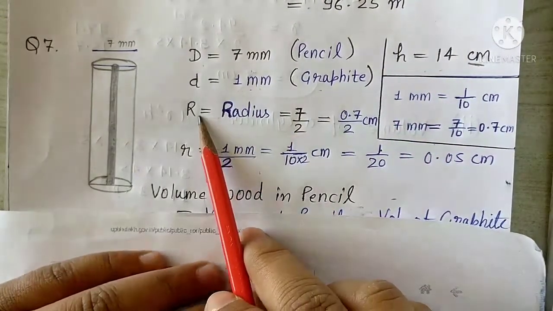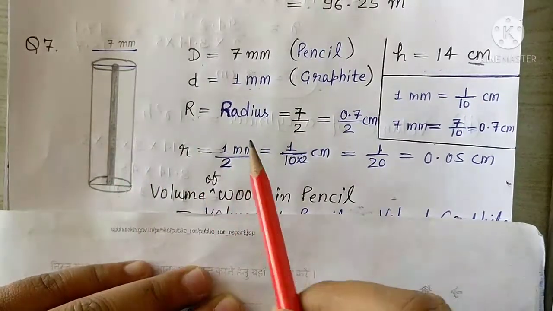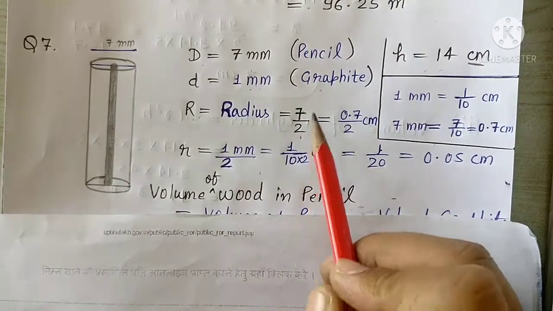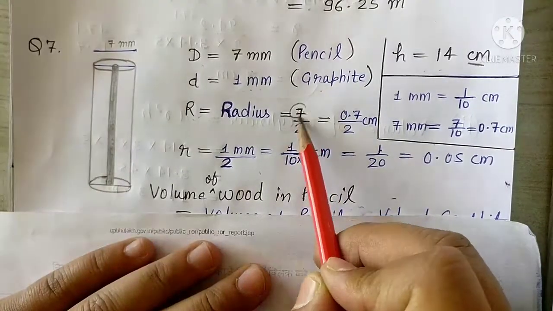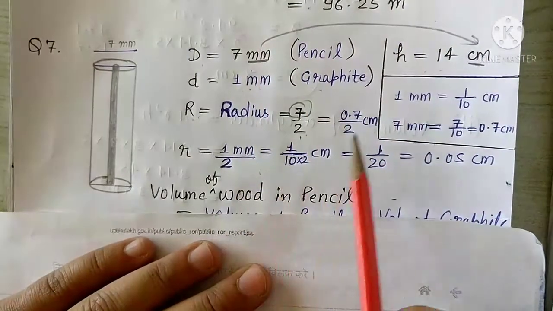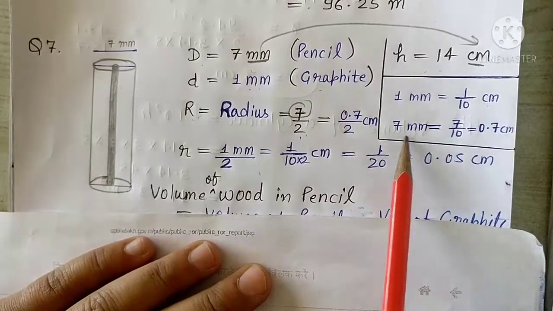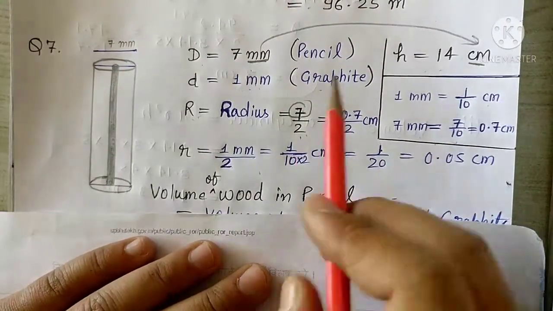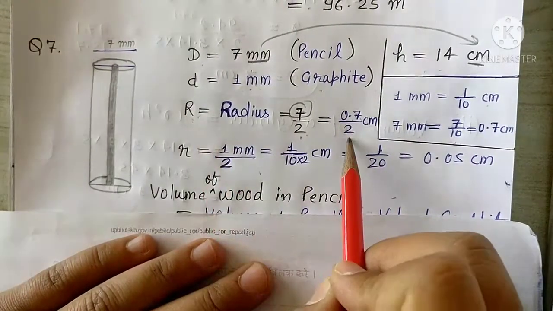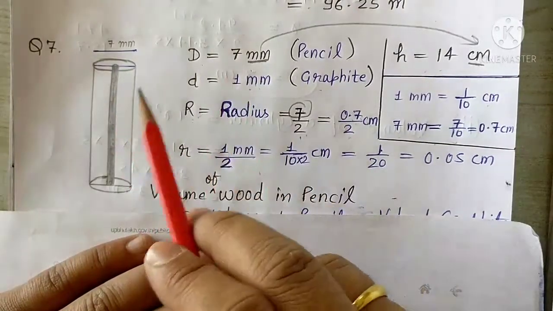So first we will find the radius of the pencil, that is the outer radius, capital R, 7 by 2. Because we know very well, if you have to find the radius, we divide by 2. Now this 7 is given in millimeter, so first we will convert this millimeter into centimeter. How do we convert? 1 millimeter equals 1 upon 10 centimeter. 7 millimeter equals 7 upon 10, that is 0.7 centimeter. And how are we finding radius? Dividing by 2. 0.7 divided by 2. That is the radius of the pencil, or you can say the outer radius.